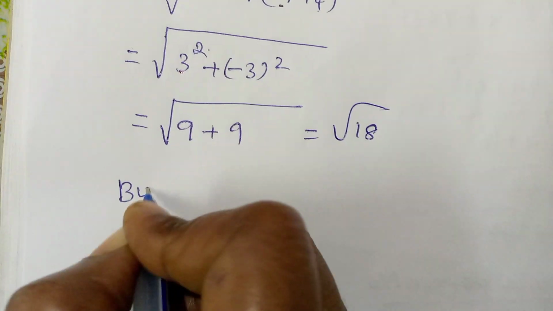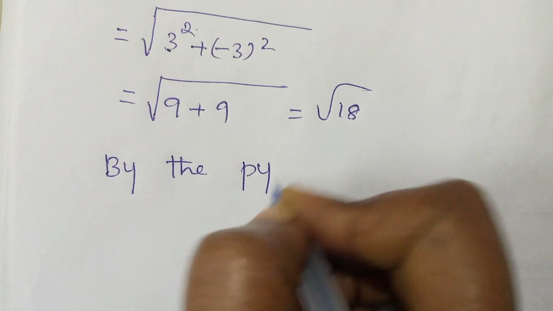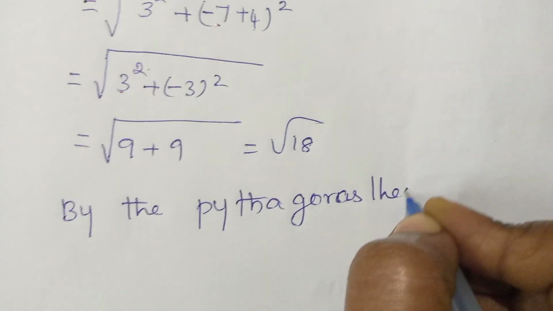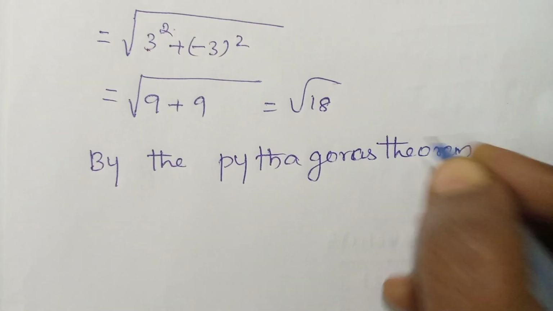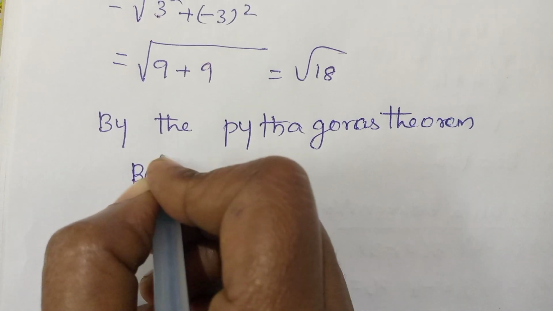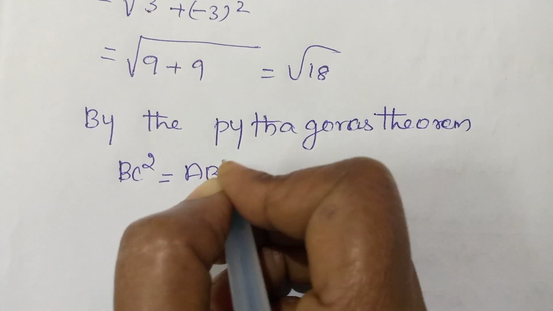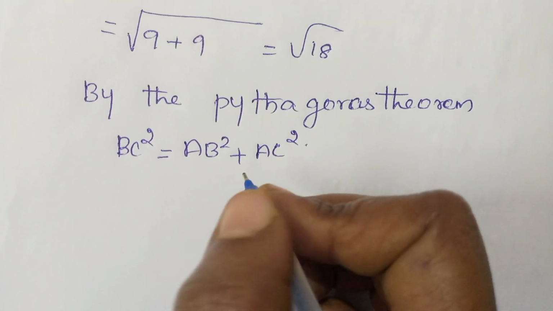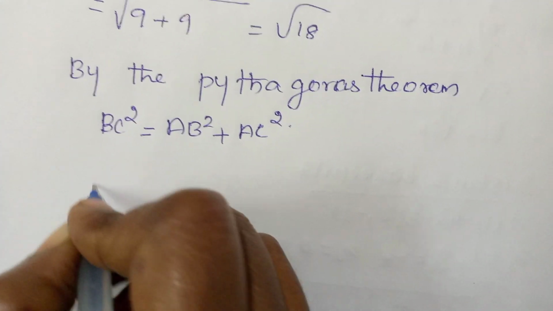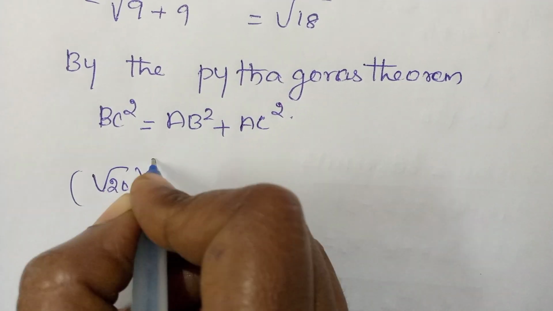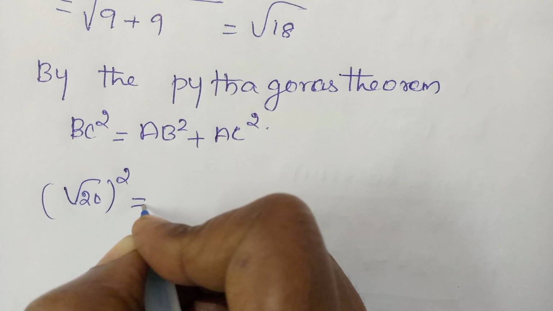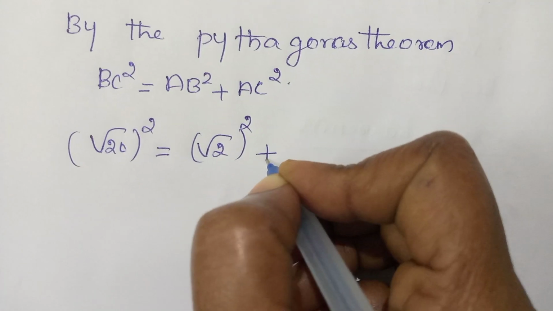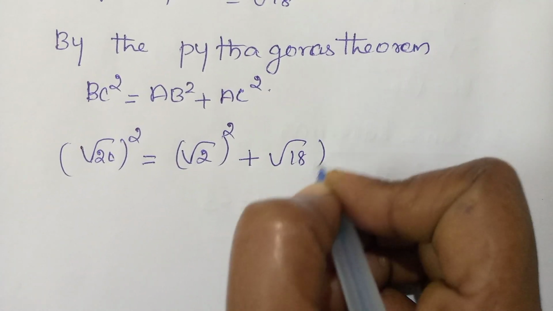Okay. By the Pythagoras theorem, we have BC square is equal to AB square plus AC square. Is it? What is BC value? Root of 20. Is it? BC square means root of 20 the whole square is equal to, what is AB square value? AB square is root of 2 the whole square plus what is AC square? Root of 18 the whole square.